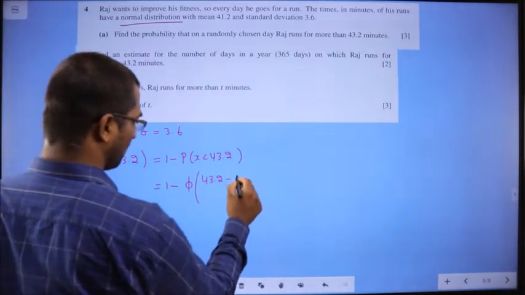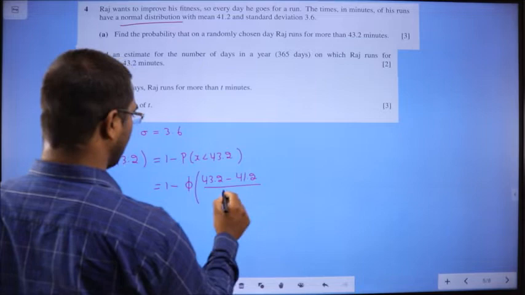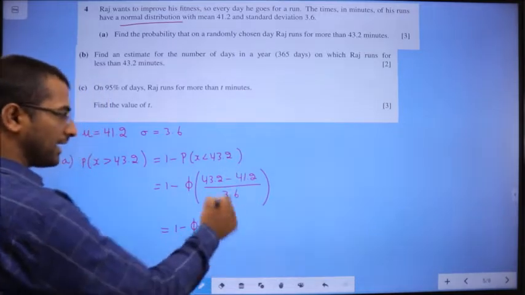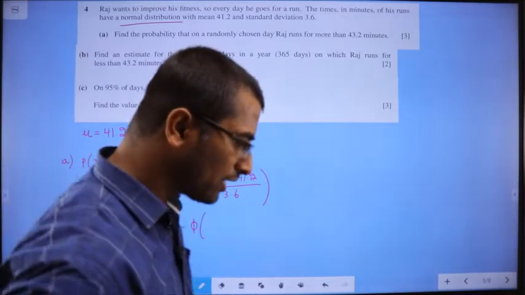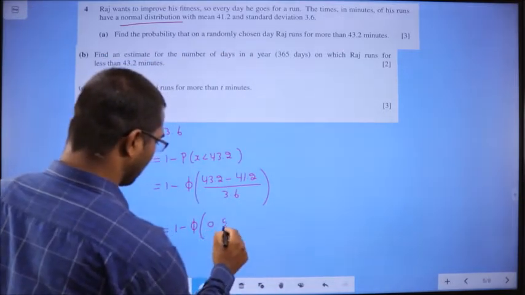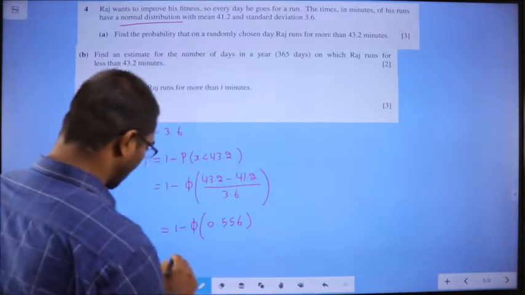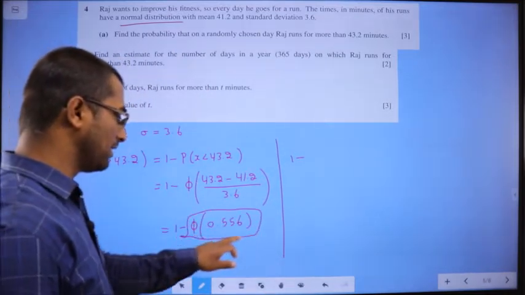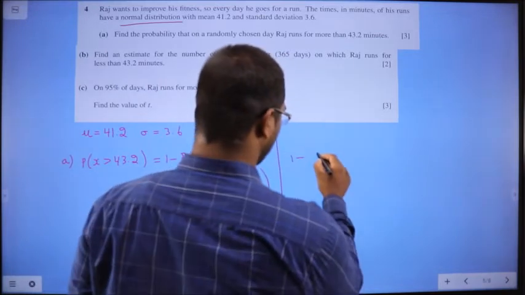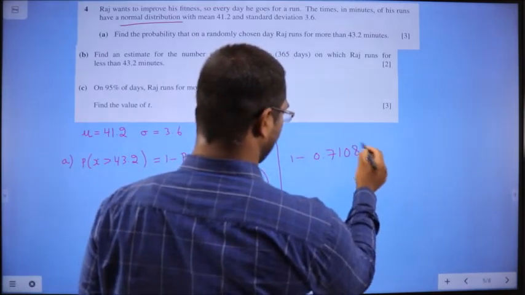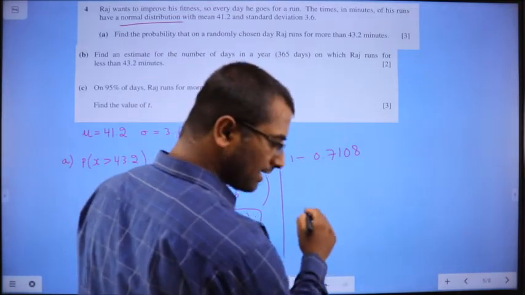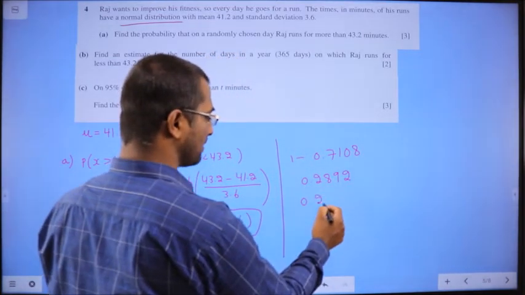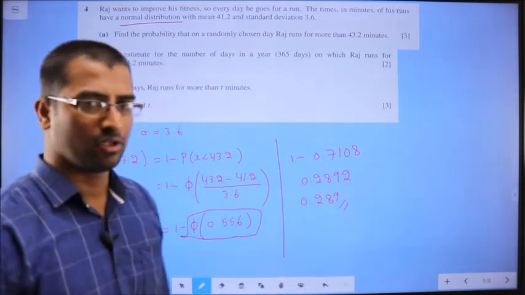X minus mean 41.2 by standard deviation 3.6. Calculate this up to 3 decimal places. You get 0.556. Now get this value from the normal distribution table, which you should get to be 0.7108. So subtract it, you will get 0.2892. Round it off to 3 significant figures. So this is your answer.